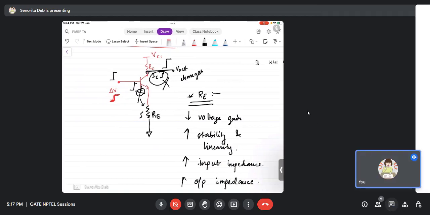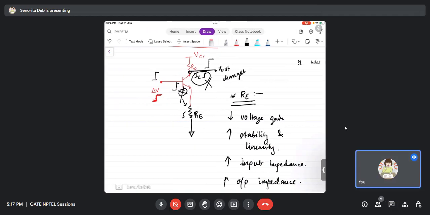We put RE so that unwanted changes in input do not reflect in the output, but the changes in the input which we wanted will also get absorbed by RE, and that is why there is a decrease in voltage gain because of the presence of RE, and that is why it is called a degenerated resistor. We will also see how to mitigate this. But this increases stability and linearity, therefore use of RE is very common.